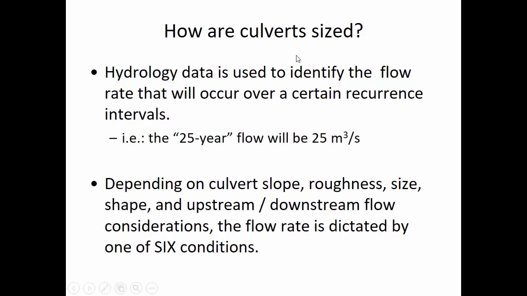So it's partly about the flow rate, and it's partly about the shape, the size, the slope of the pipe. And so it's a combination of those two things that tells you how big of a pipe is needed.